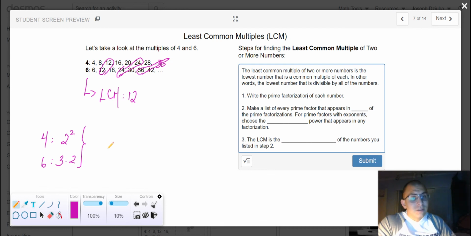So in this case, we want to list every prime factor that appears in either number. So whether they have them in common is not important here. We have a 2, so we're going to list the 2. We have a 3, even though the 3 is not a factor of 4, we need to include it in our multiple. So let's type that into our notes.